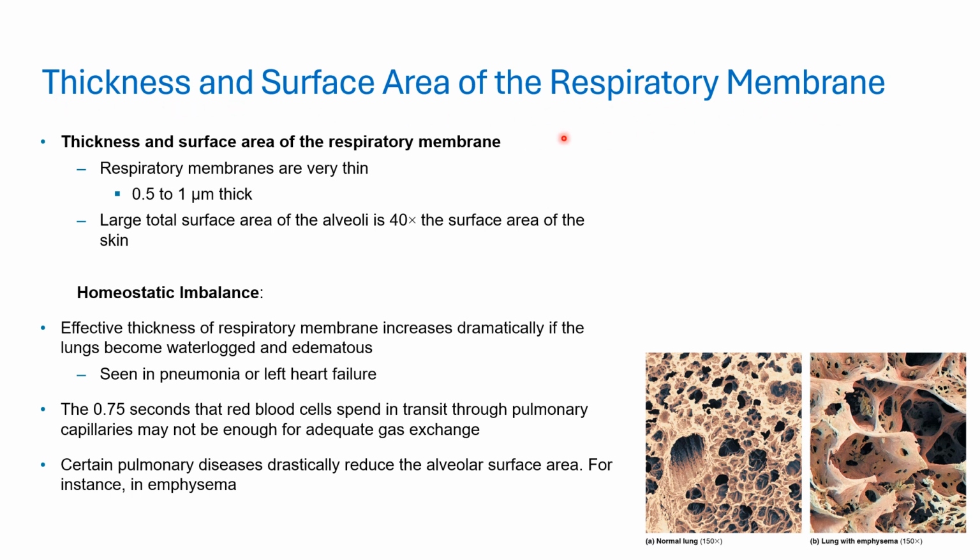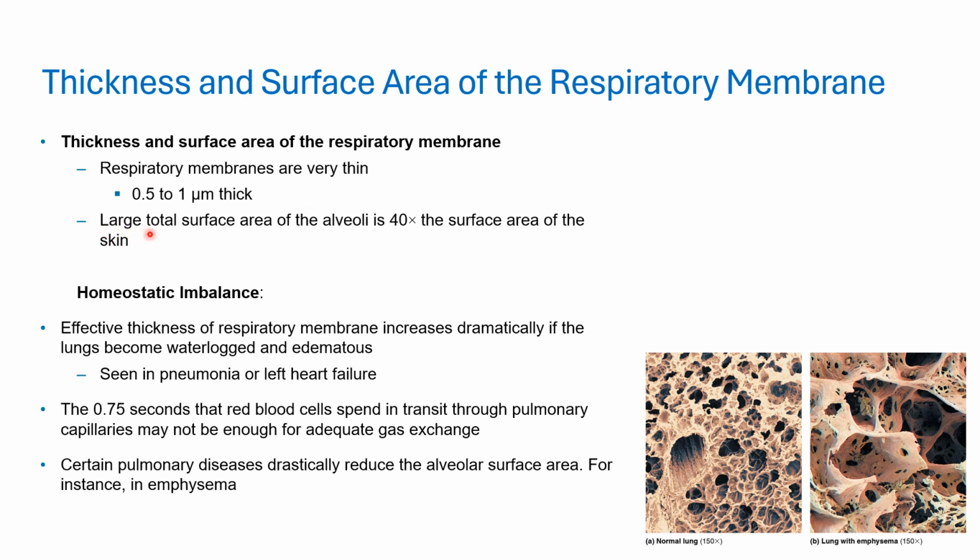So what is the respiratory membrane? From the alveolar side, there is thin squamous epithelium sitting on a basement membrane, and on the capillary side, thin squamous cells, endothelial cells, sitting on a basement membrane. So the respiratory membrane is very, very thin. It is 0.5 to 1 micrometer thick. This is the thickness of the respiratory membrane, which is very small.